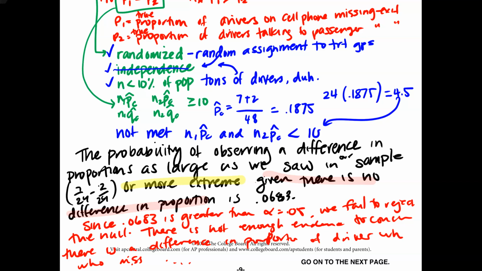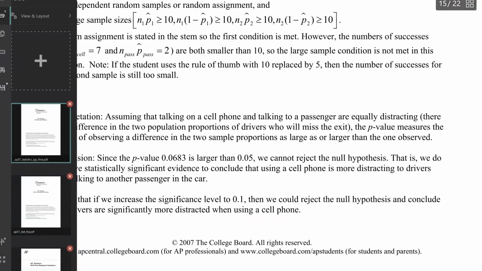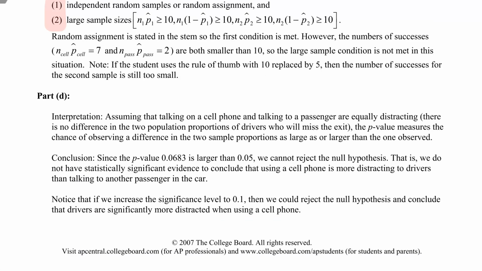So just to go ahead and look at the rubric one last time. Part D, interpretation, assuming that they're equally distracting. So they started with the given. Given the null is true, there is no difference in the two population proportions. The p-value is the chance of observing one as large or larger than expected. Beautiful. So they didn't even throw in the number. We saw a previous example where they did have the number in there, and this time we don't have the number. Great. Conclusion, since it's larger, we cannot reject. We do not have statistical evidence to conclude it is more distracting. So they actually didn't talk about the proportion and just went back to the whole point of the whole experiment, which is say whether they are distracting or not.